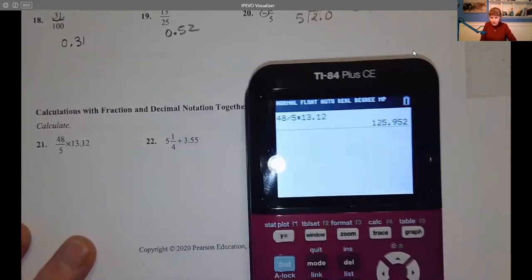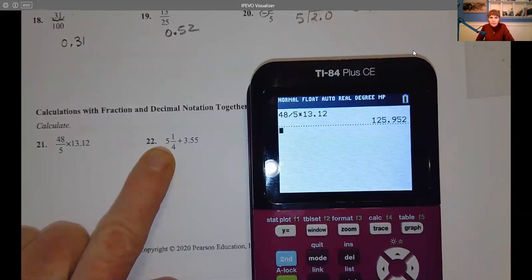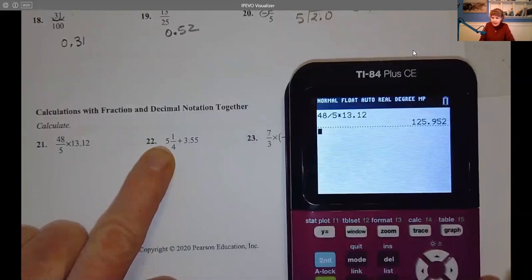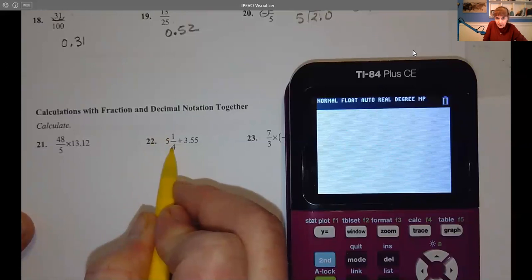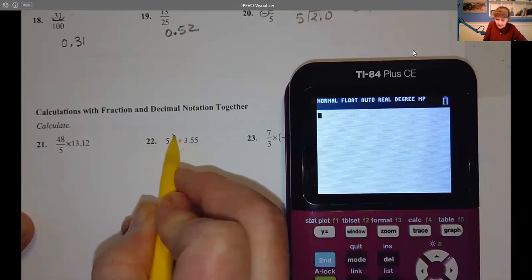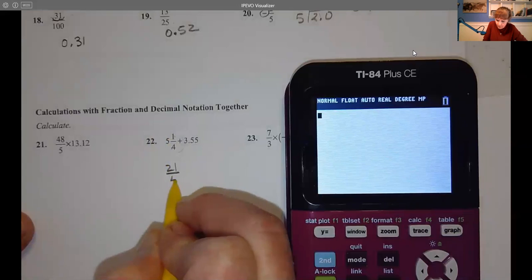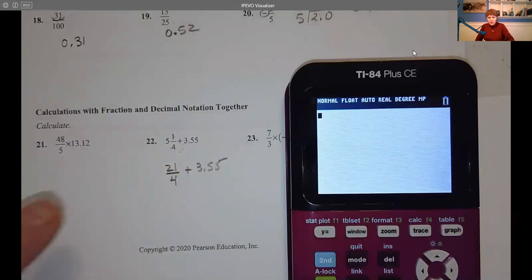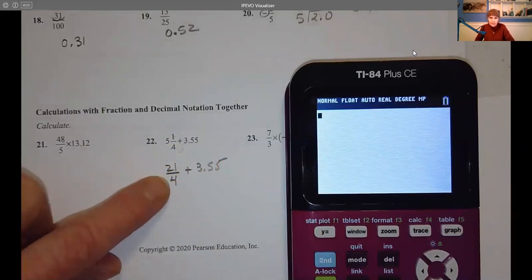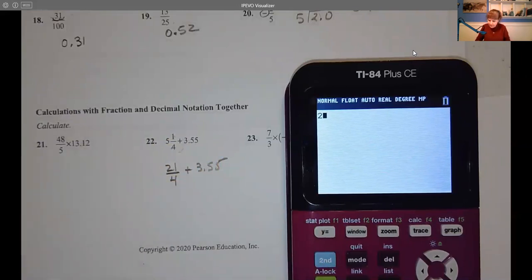What would you do? Well, here I would make this improper, just so I could enter it in my calculator. People have different calculators, but I would take 5 times 4 and get 20, and add 1 and get 21/4. So I would take 21 divided by 4. I made it improper so it's easy to type in. Plus 3.55.